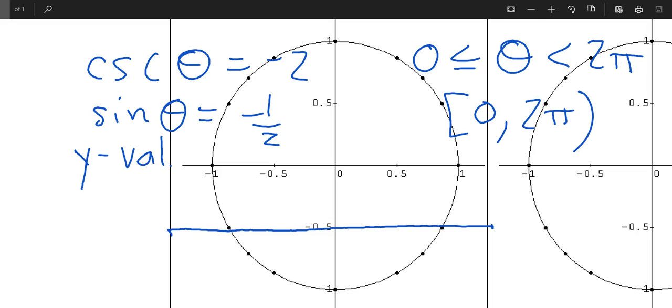Do not give me a degree measure when it asks for the angle in radians. All right, so what's this one down here? 7 pi over 6. If you don't remember how to count around in pi over 6s, 1, 2, 3, 4, 5, 6, 7. Okay? What's this one over here, the other answer? 11 pi over 6.